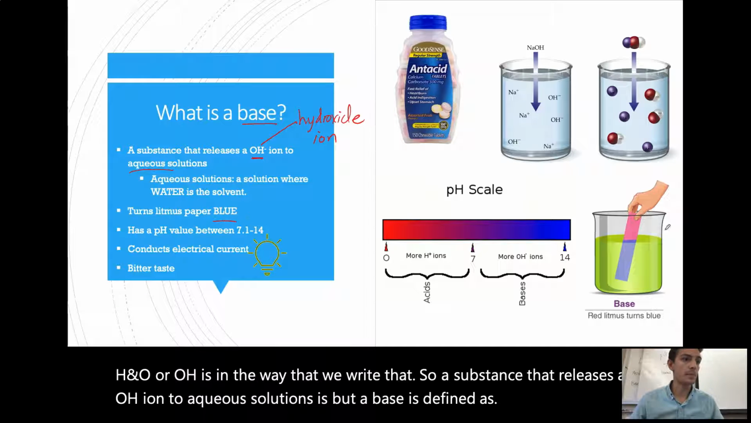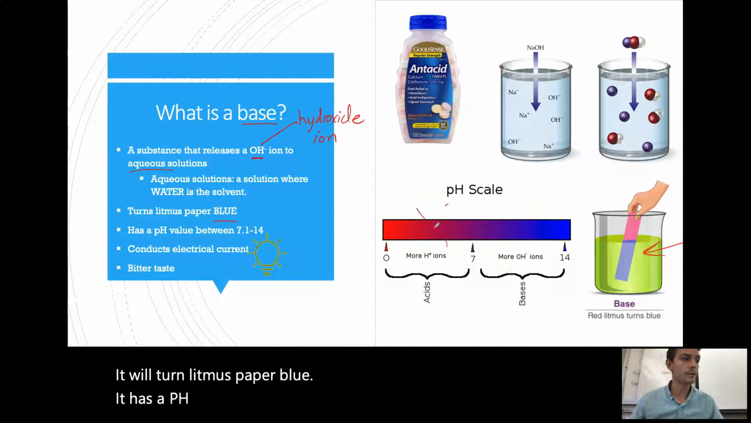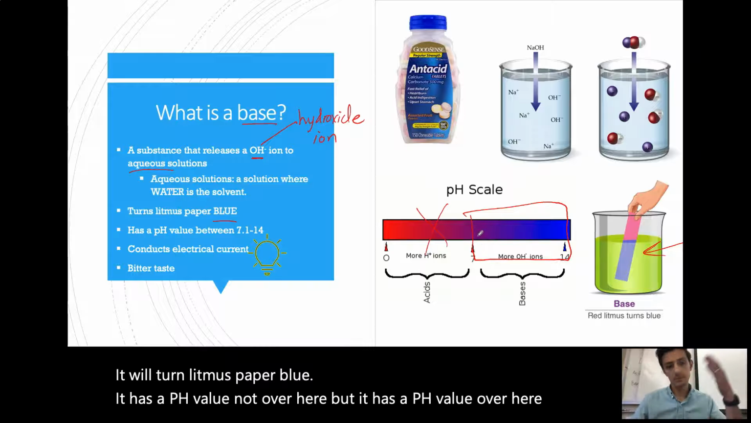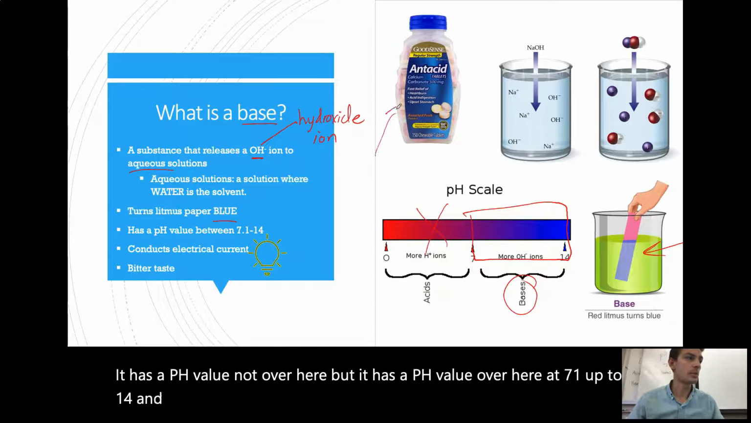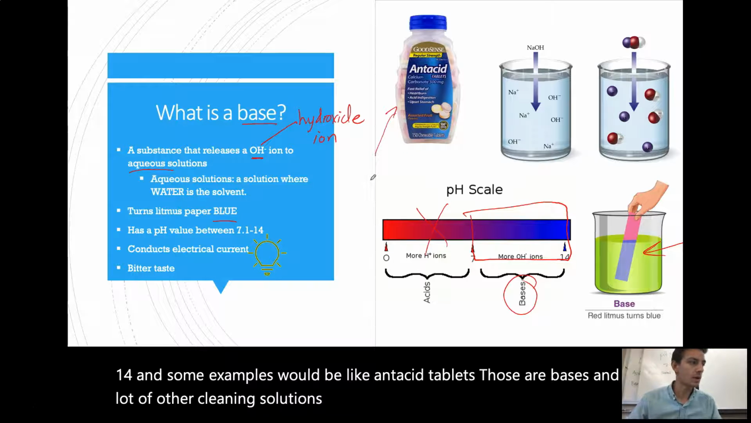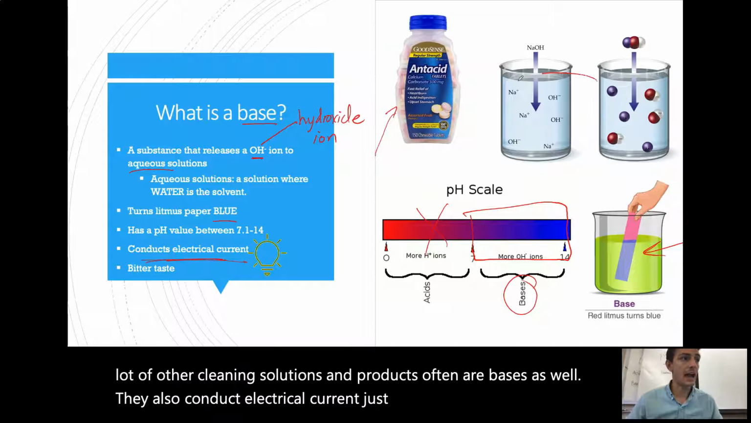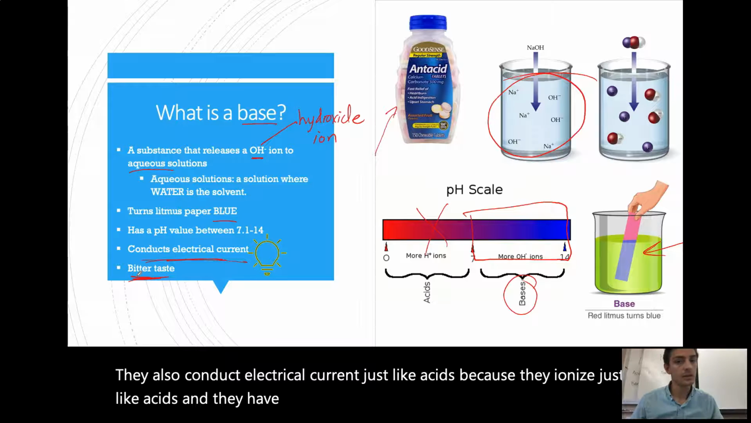It will turn litmus paper blue. It has a pH value, not over here, but over here at 7.1 up to 14. Some examples would be antacid tablets. Those are bases. And a lot of other cleaning solutions and products often are bases as well. They also conduct electrical current just like acids because they ionize just like acids. And they have a bitter taste versus having a sour taste.